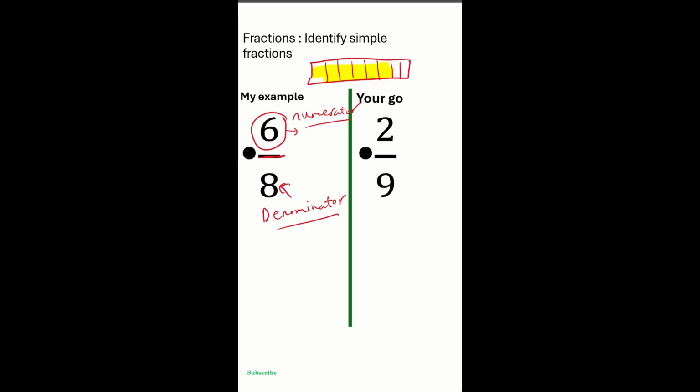Now, how do I tell what this fraction is equivalent to? I can simplify it. Both of these numbers are divisible by 2, so it can be 3 over 4, because if I divide 6 by 2 and 8 by 2, it will be 3 over 4. Now this is your go. I want you to tell me where the numerator is in this fraction and where the denominator is, and I want you to tell me if it can be simplified.